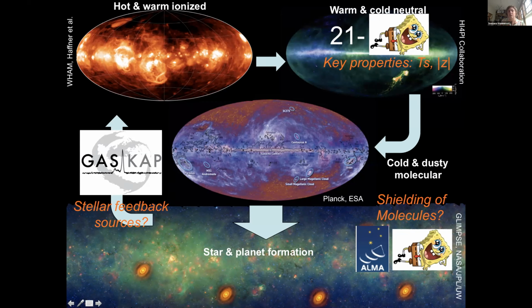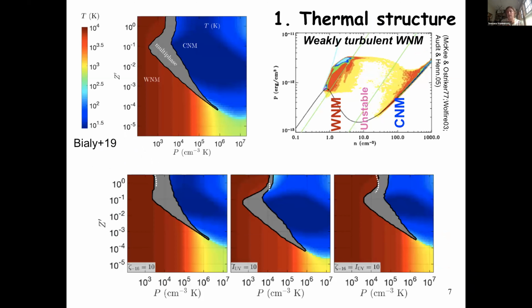And at the end, I want to say a few words about stellar feedback and how we can, with the new observations and high spatial dynamic range observations, constrain feedback. So in terms of thermal structure, when we think about the Milky Way, and specifically any galaxy at roughly solar metallicity, and consider various heating and cooling processes, we like to plot that as a thermal pressure as a function of density.